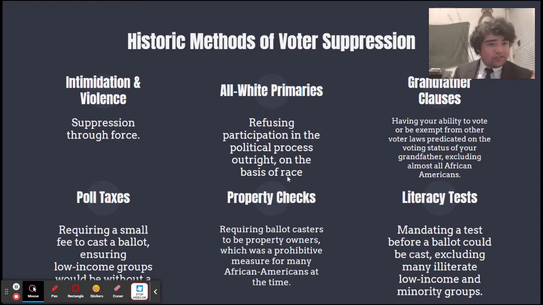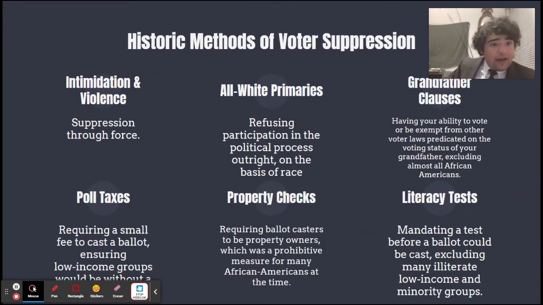And we see this trend continue with the concept of property checks, in which the state now mandates that in order to cast a ballot, you have to have proof of property ownership, which was incredibly prohibitive for the African American community because the predominant majority of land ownership in the South is by white people. And it made it nearly impossible for the African American community to vote.